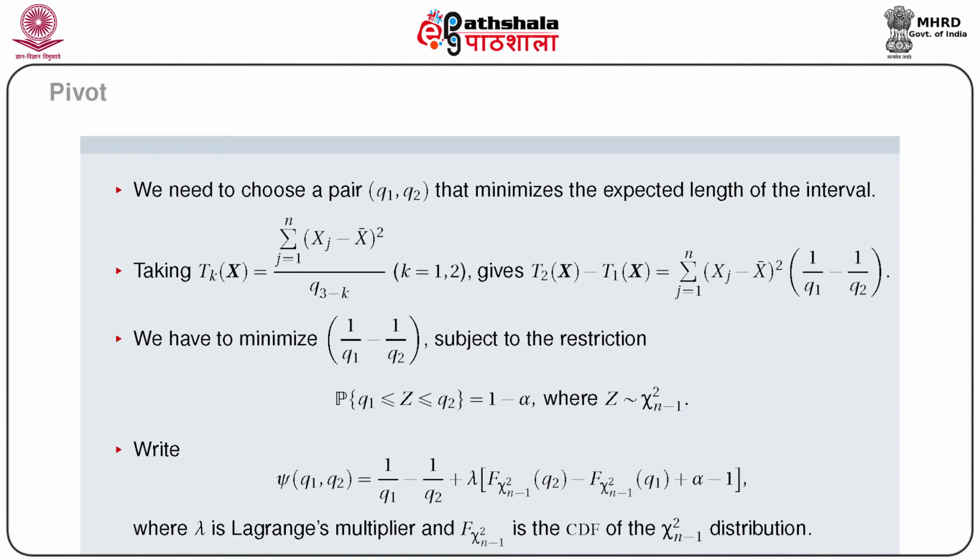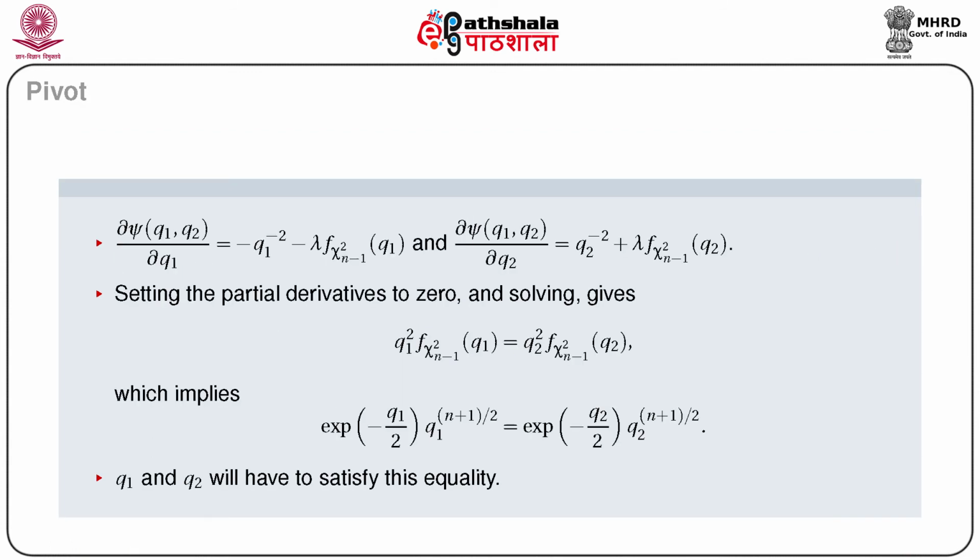As in the previous case, here we define the function psi, which is equal to 1 by q1 minus 1 by q2 plus lambda times (capital F q2 minus capital F q1 minus (1 minus alpha)). Here capital F represents the CDF of a chi-square distribution with n minus 1 degrees of freedom. Hence, by differentiating psi with respect to q1 and q2, we get the following set of equations, and solving for 0 gives us the shortest length confidence interval.